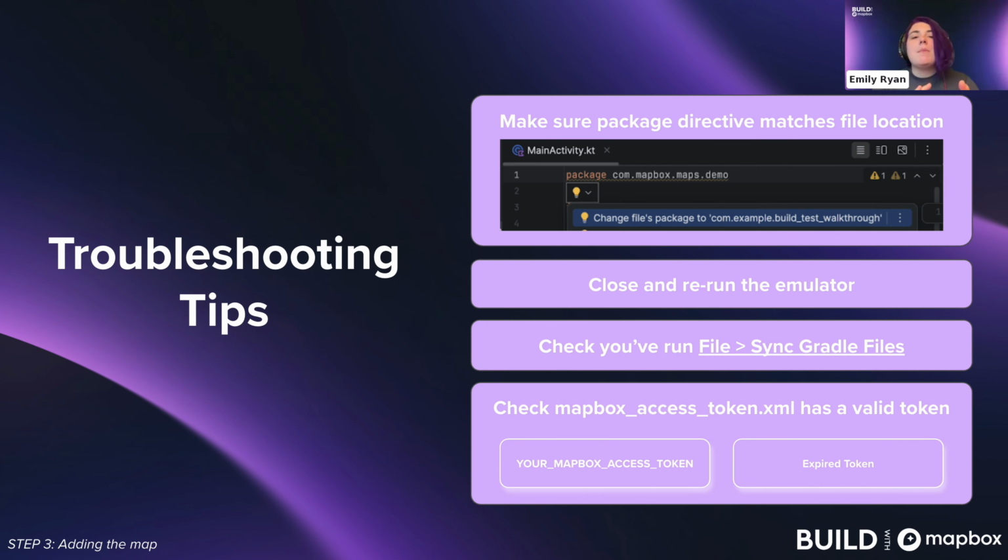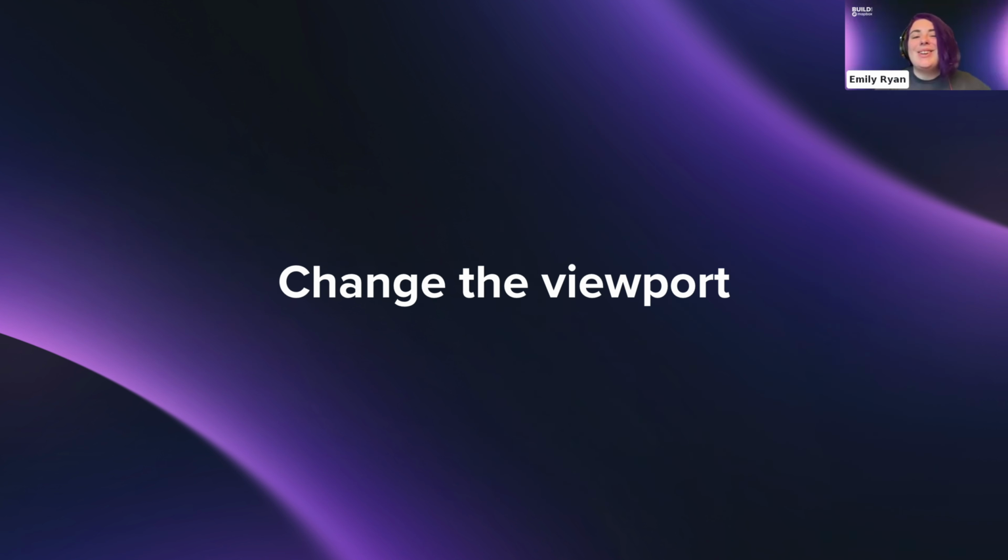Like I mentioned before, make sure your package directive matches the file, because sometimes you'll run into problems there if you're copying and pasting the code from our tutorial. I always recommend rerunning the emulator too if you're running into problems, and making sure you've synced your Gradle files. And lastly, for the token, like I mentioned before, make sure you're using a current, up-to-date, valid Mapbox access token. Right. So now let's go into changing the viewport.